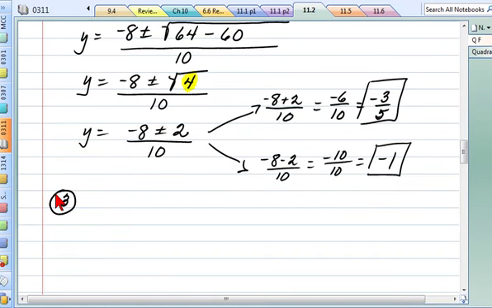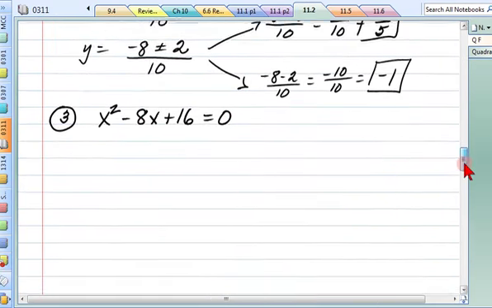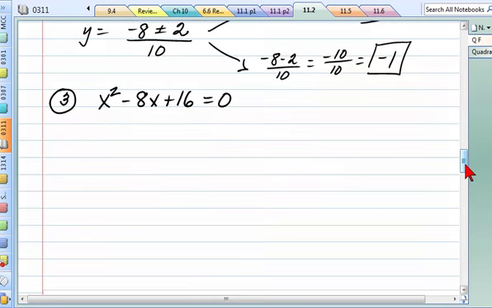Problem number 3. Use the quadratic formula to solve x squared minus 8x plus 16 is equal to 0. Is this in the correct format for the quadratic formula? Yes. The format for the quadratic formula and for factoring are the same. All right, what is a? 1. b is negative 8, and c is 16.